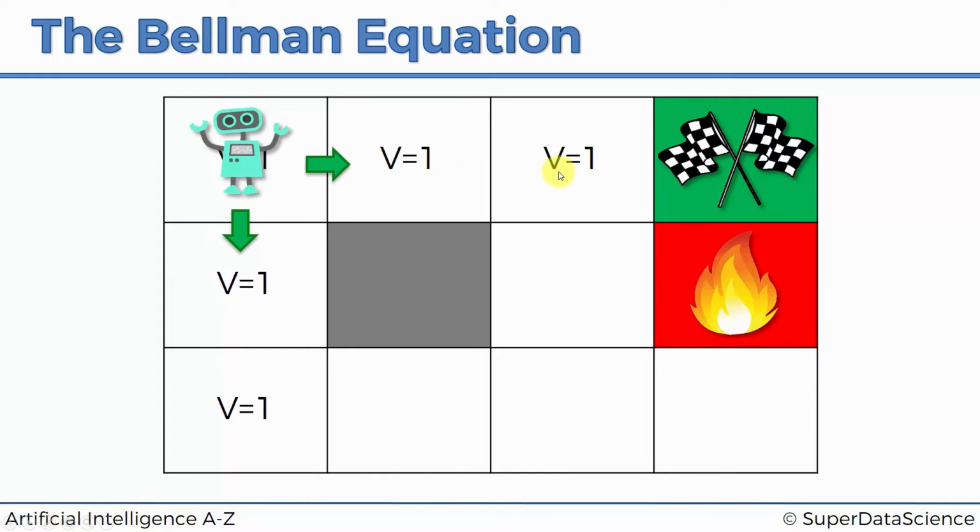If the only values it has are these values equal to 1, it cannot see what's further away. It can only see, all right, what I have here and what I have here. How does it know which way to go? Well, at this stage, it doesn't.